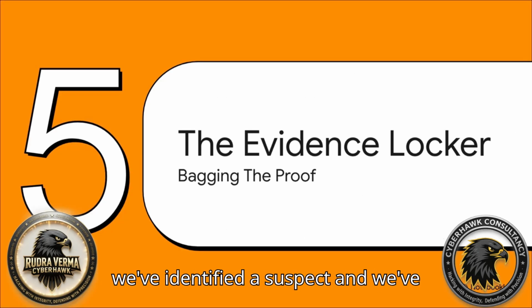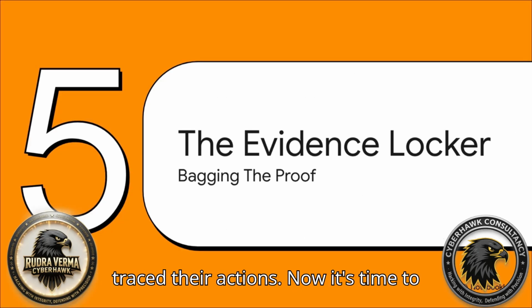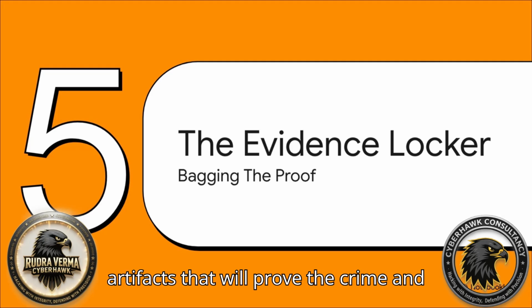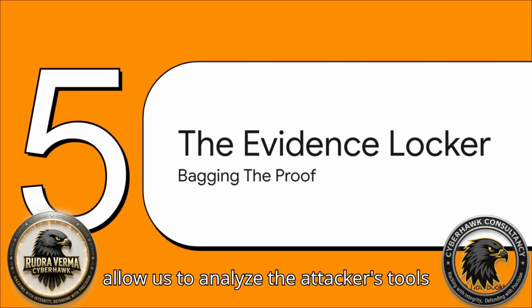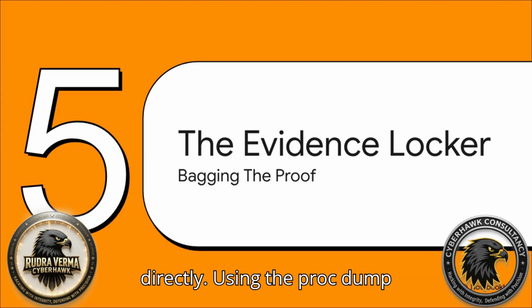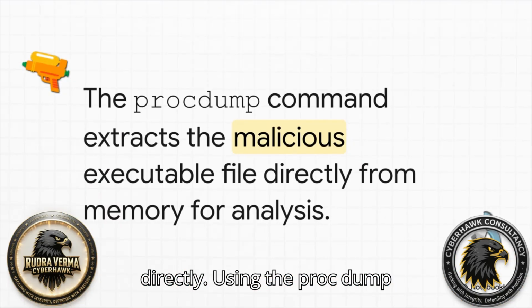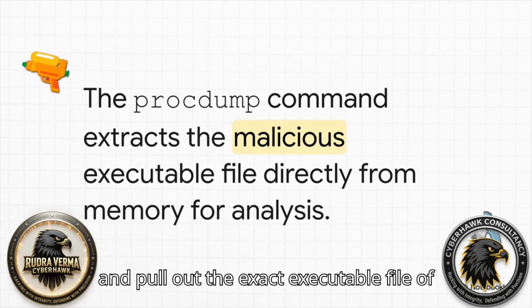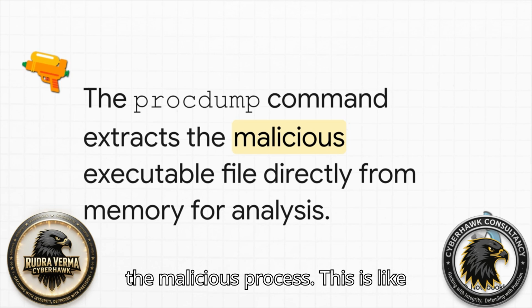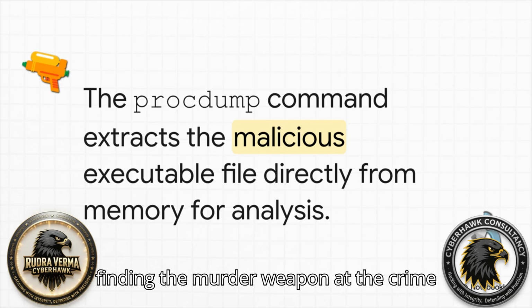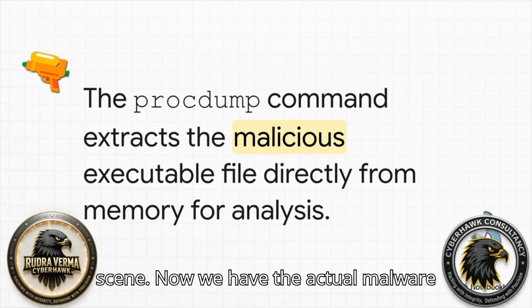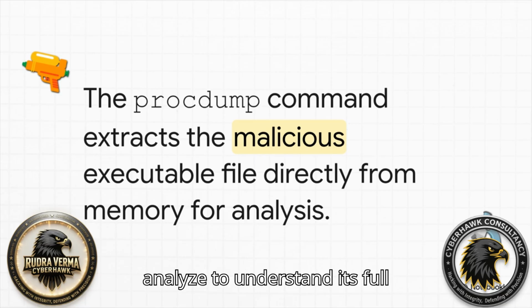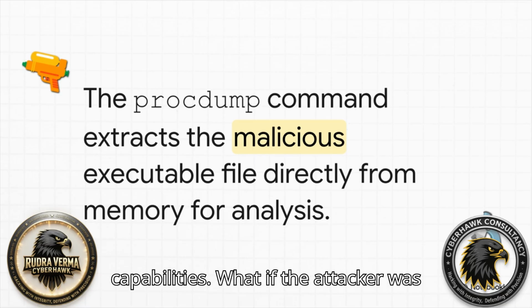All right, we've identified a suspect and we've traced their actions. Now it's time to bag the hard evidence, the digital artifacts that will prove the crime and allow us to analyze the attacker's tools directly. Using the procdump command, we can reach right into memory and pull out the exact executable file of the malicious process. This is like finding the murder weapon at the crime scene. Now we have the actual malware file, which we can reverse engineer and analyze to understand its full capabilities.